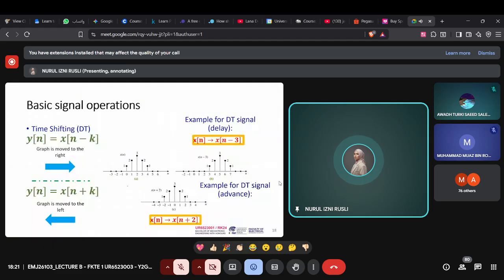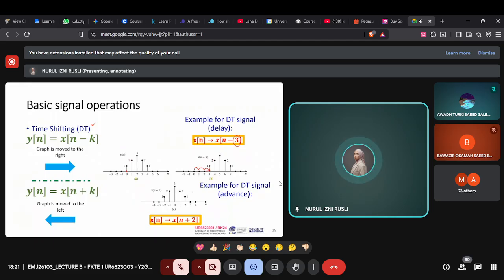So the same goes for discrete time signals. Whenever you have a delay, you move to the right. So in this case, you move by 3 steps. You could see that the value 1 at n equal to 0, you move 3: 1, 2, 3. So that's why you now have the first amplitude of 1 at n equal to 3, the second amplitude of 2 at n equal to 4, and so on.